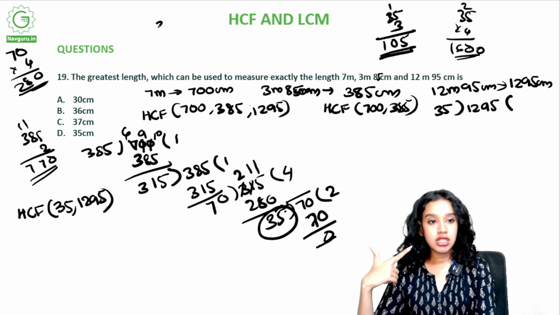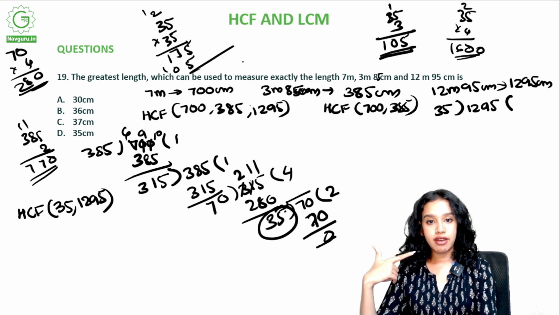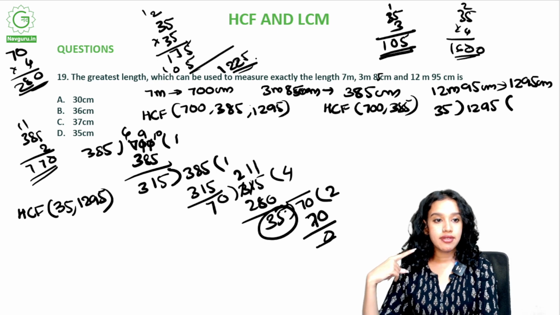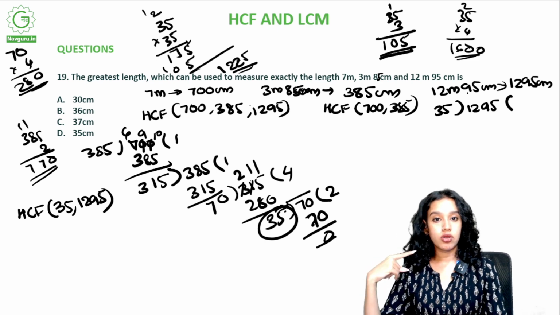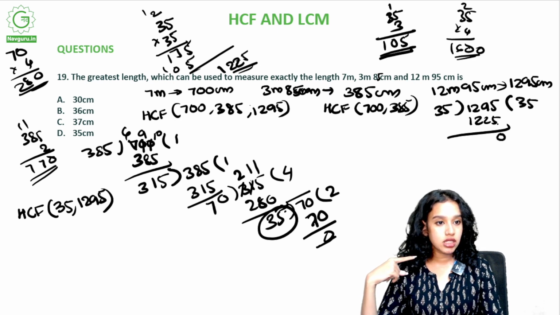Now what is 35 into 35? 5 fives are 25, 5 threes are 15, 16, 17, 3 threes are 9 and 10. So 35 times 35 is 1225. I think that's the closest we'll get.